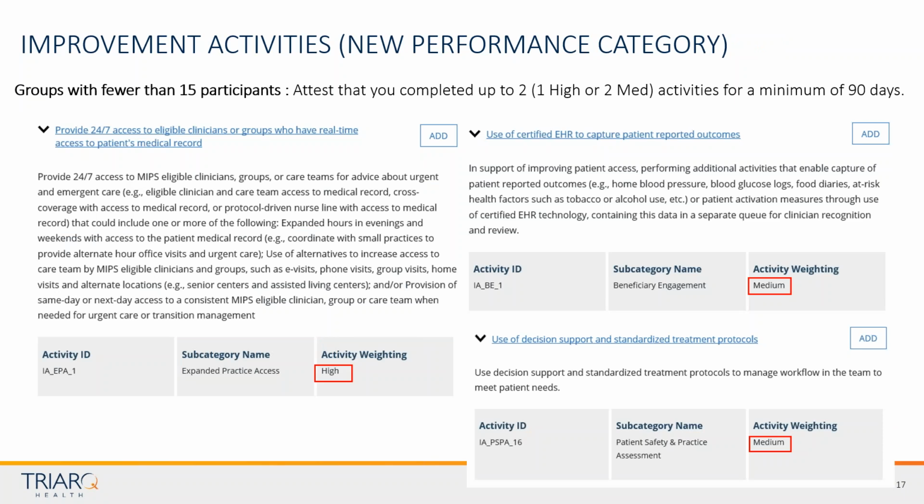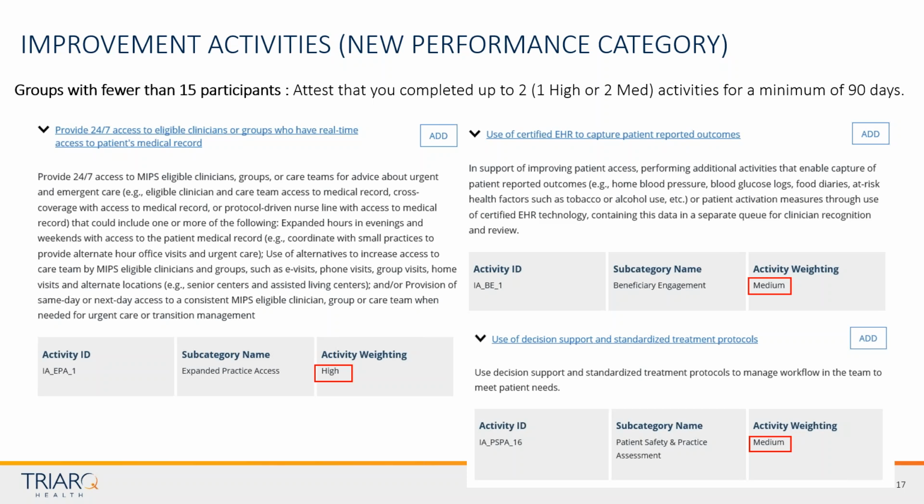Improving activities. So this is that new category we keep talking about. The QPP website does a beautiful job of describing each of the improvement activities that are available. I've added 3 here to my screenshot. My very favorite one is this: provide 24/7 access to eligible clinicians or groups who have real-time access to patients' medical records. If you read through the nitty-gritty here, this is what y'all are doing by having a portal.